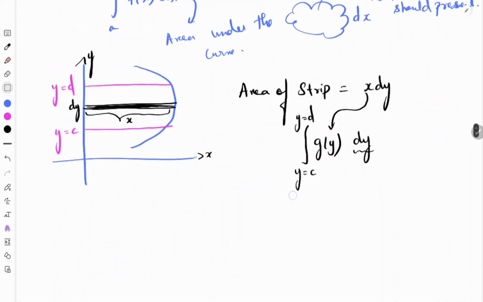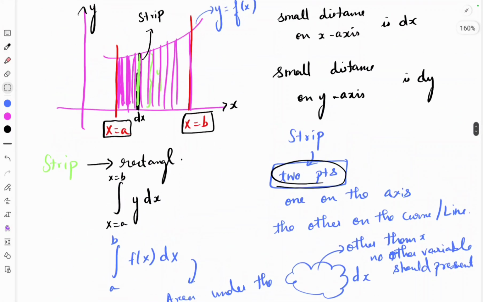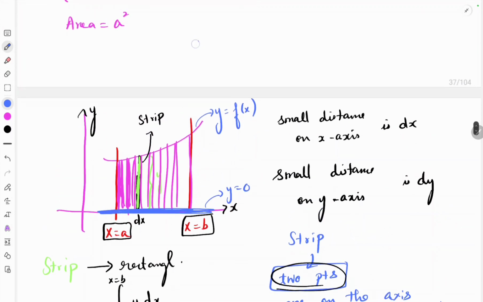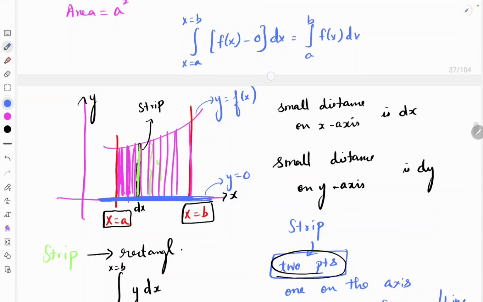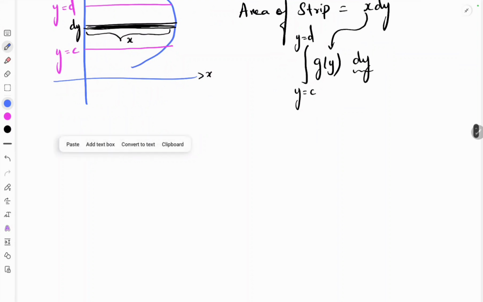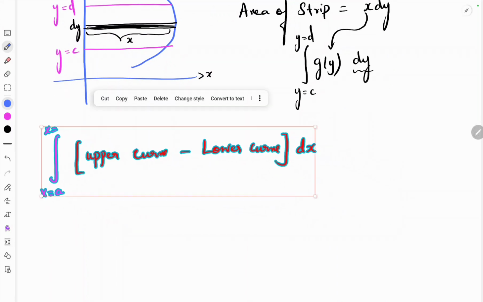The reason why it is upper curve minus lower curve is, suppose here also it is valid. This line is y equal to 0, which means the upper function is f of x. The area will be equal to the integral from x equal to a to x equal to b of f of x minus 0 dx, so it will be equal to the integral from a to b of f of x dx. That is what I have written here. So upper curve minus lower curve, this we have to remember.